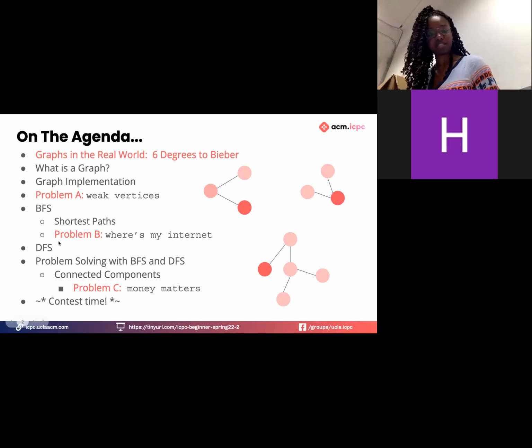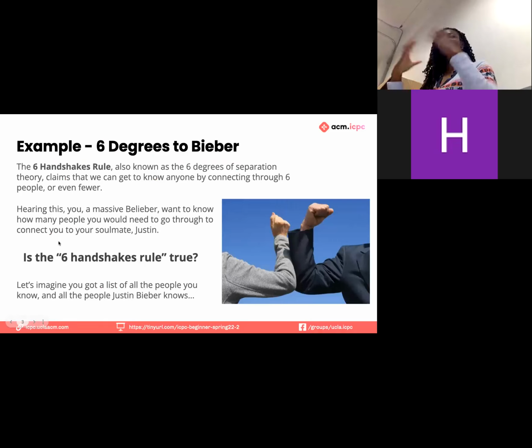Let's get to our first problem, which is 6 degrees to Bieber. This is just a real world-ish example. Hopefully y'all know Justin Bieber. The six handshakes rule, also known as the 6 degrees of separation theory, claims that we can get to know anybody by connecting through six people or fewer. For example, let's say you want to know Billie Eilish, and you find that your mom's contractor's brother's son is her water guy. Then that's five people, five connections.